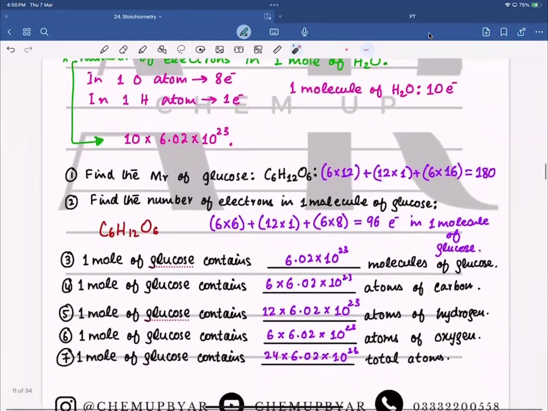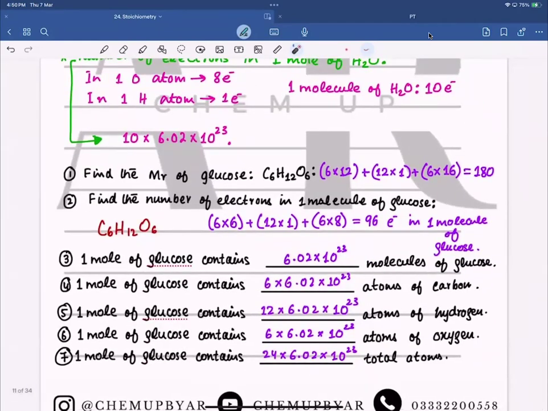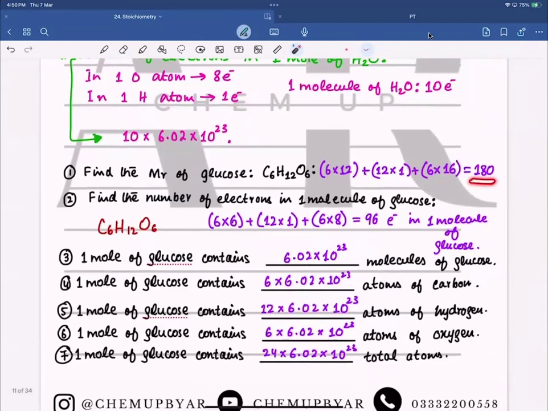Now, have a look at these few questions. We calculated the Mr of glucose, which is 180. Now, for example, I have to find the number of electrons in 1 molecule of glucose. Carbon has 6 electrons, and there are 6 carbon atoms, so 6 times 6, 36. 1 electron in each hydrogen, so 12 times 1, 12. And 8 electrons in each oxygen, so 6 times 8. When I added them, I found there are 96 electrons in one molecule of glucose. Is this understandable?